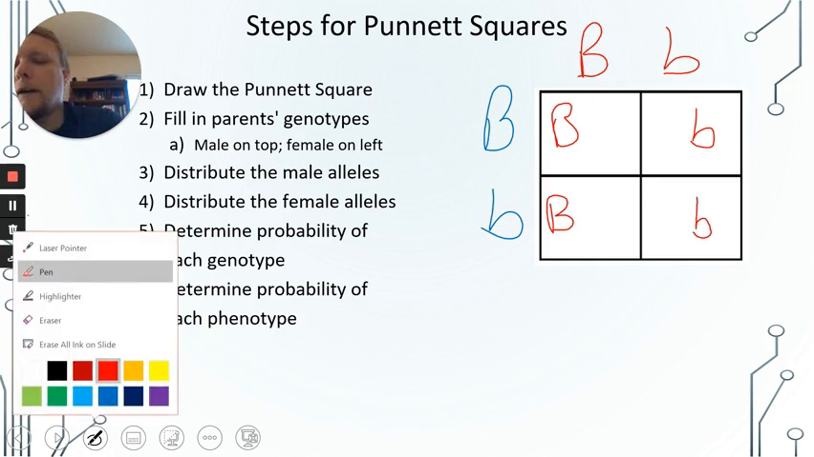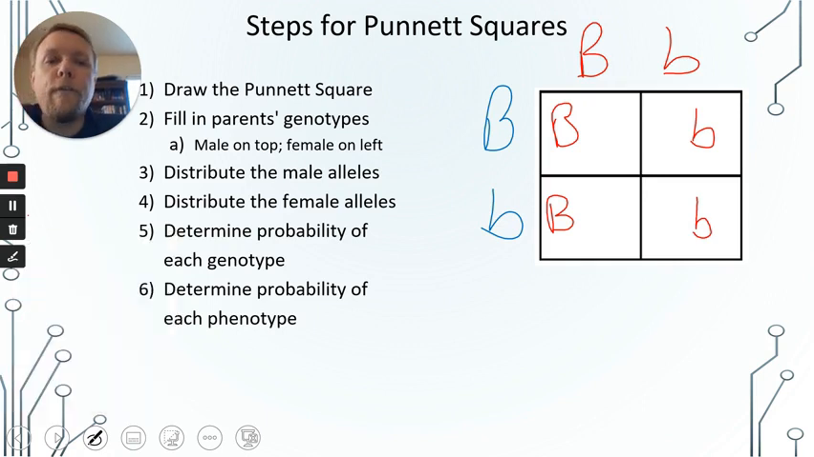Step 4 is to distribute the females' alleles. So I'm going to take the letters on the left and put them in each of the rows that they are in. So this capital B, to the right of it, there's 2 boxes. I'm going to put it into each of those. So I'm going to draw the capital B here. And you'll see that I'm keeping the colors consistent so you can see where they came from. And then also in this box here.